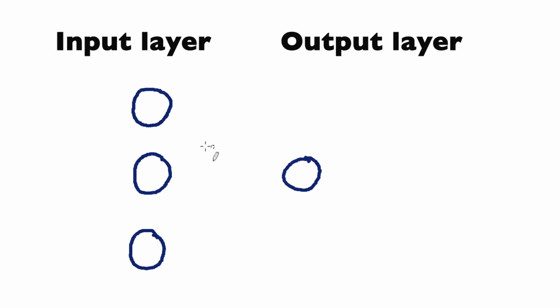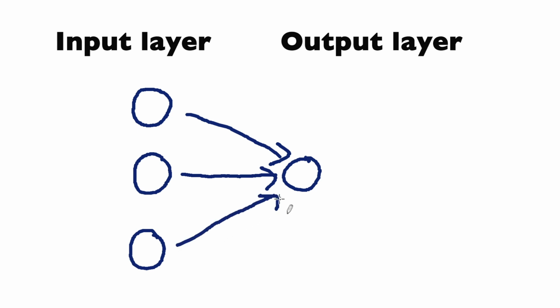Today I'm going to tell you what a perceptron is. A perceptron is a neural network with an input layer and an output layer. The input layer is connected to the output layer. Each connection has a certain weight. So let's say this connection has a 2, the next a 4, and the last a 1.